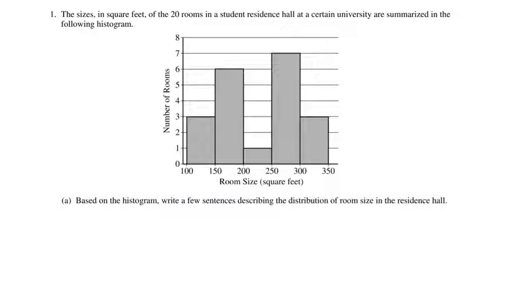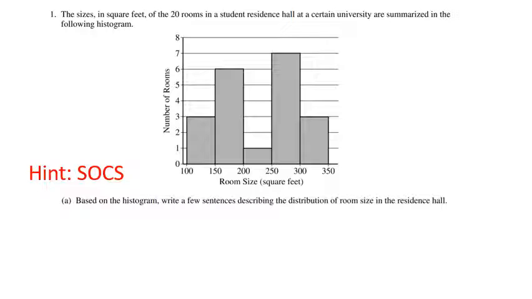Part A, based on the histogram, write a few sentences describing the distribution of room sizes in the residence hall. Remember that when describing distributions, you must use this acronym SOCS. SOCS stands for, in no particular order, shape, outliers, center, and spread. You might even add another C to that, context. So don't just say the median is 10. You need to talk about the median of what, right? So use context in all of this.